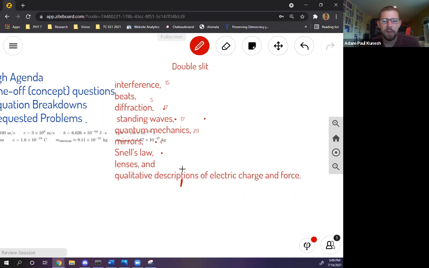Snell's law, the bending of light as it enters a medium or exits a medium. Snell's law, I see 10. Okay, lens optics, including multi-lens systems, the mirror lens equation, magnification, and so on. Lenses, I see 6 or so. Okay, and last one, qualitative descriptions of electric charge and force. 18, 20, somewhere in that range. All right.